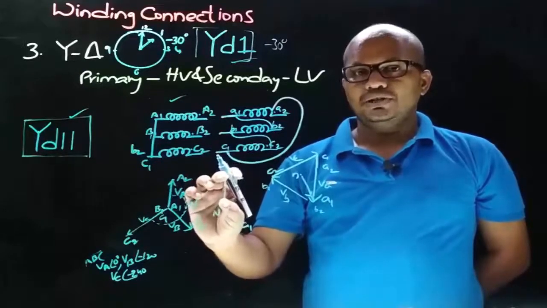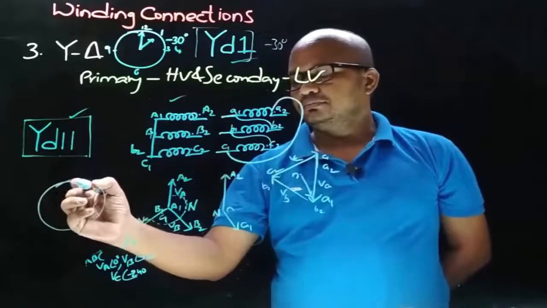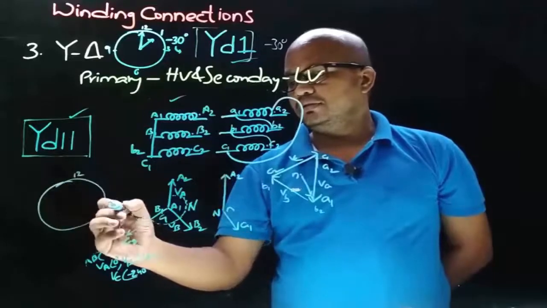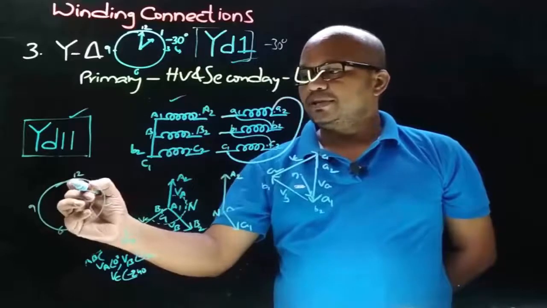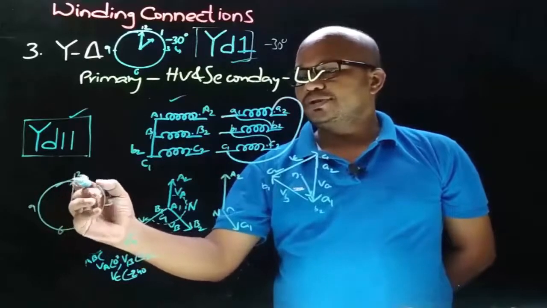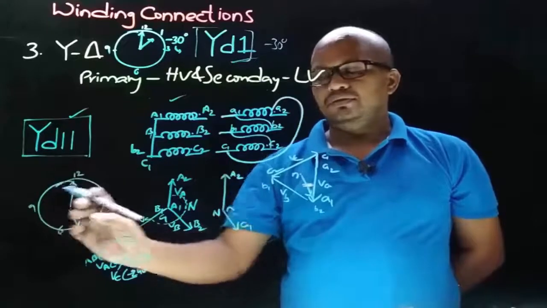And now imagine that this diagram is placed in a clock such that primary side phase to neutral voltage is pointing towards 12. If this is the clock, so these are the numericals on clock. So placing this diagram such that primary side phase to neutral voltage points towards 12, this will indicate the 5 o'clock.